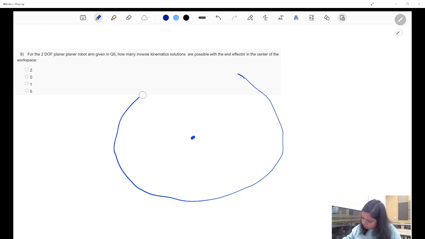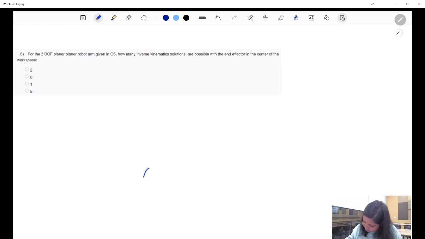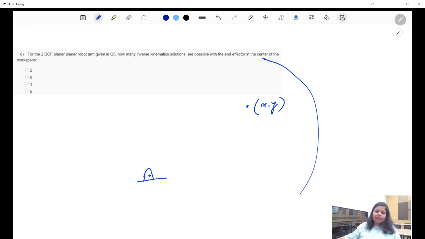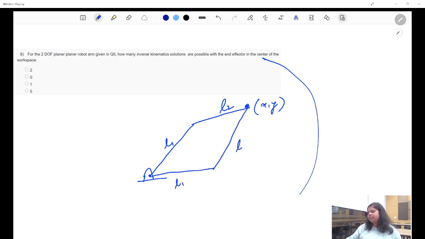We'll consider the same robot. Let's say we want to reach a particular point xy and it lies within the workspace. All right. So if we have to reach this point, how many configurations are possible? You have a robot, let's say I draw one configuration, L1, L2. There can be one more configuration, right? It would be in this way. This is L1, this is L2. There can definitely be multiple more.